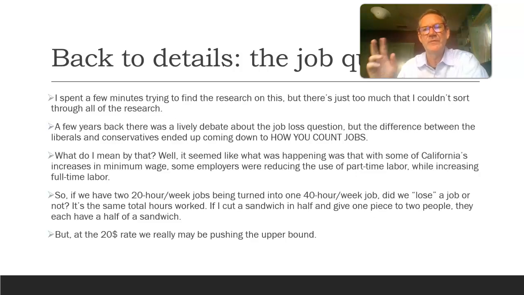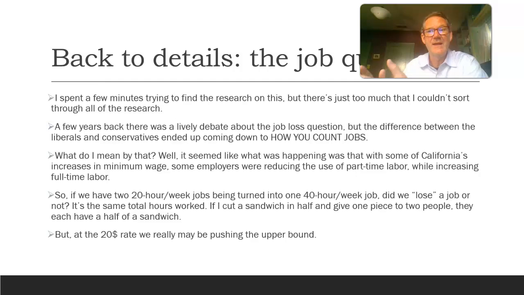Now the question here becomes, does turning two or three part-time jobs into one full-time job count as a job loss? Like I said, both sides agreed about this. This is what makes it so fascinating, right? One of the main things the conservatives were saying was, well, look, someone had a job and now they don't, so that counts as a job loss. And I think that's fair.